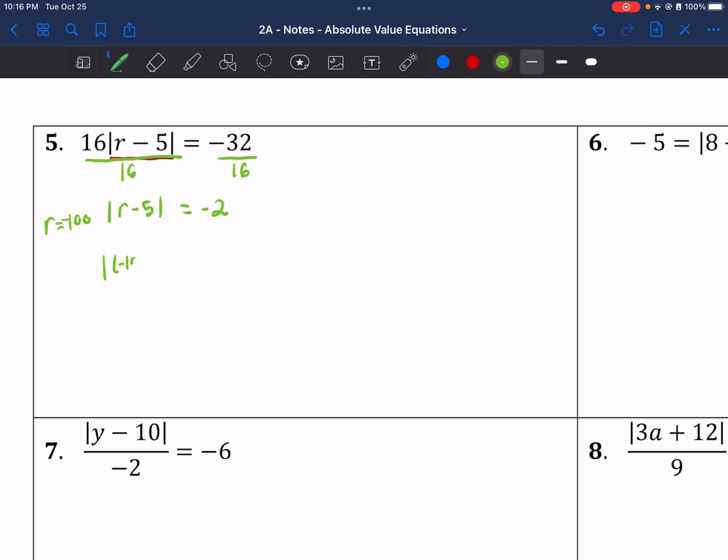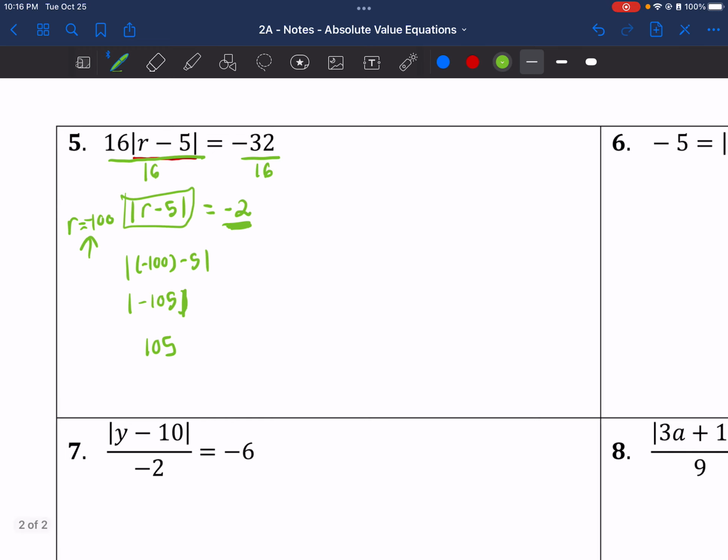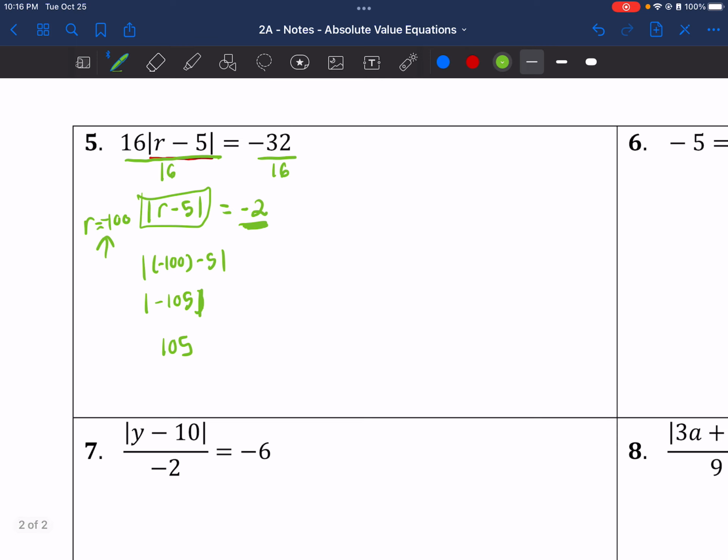I get negative 100 minus 5, and this gives me negative 105. But the absolute value of negative 105 is 105. So no matter how high or how negative your number is, it will always turn out to be a positive. That means the absolute value of r minus 5 can never equal this negative 2, meaning that we have no solution.